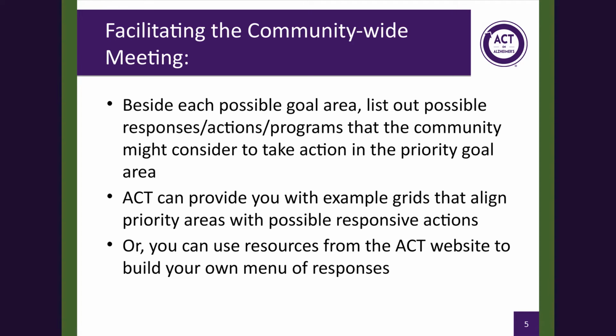Once you make a list of those high priority, low activity goal areas, then you can list out beside that set of goals possible responses or actions or programs that the community might consider to take action regarding that priority goal area. ACT can provide you with a list or an example grid that would help you align those priority areas with possible responsive actions. We've developed those actions and programs using state, national, and international resources in each priority goal area. You can also go to the ACT website to build your own menu of responses and align that with your priority goals.